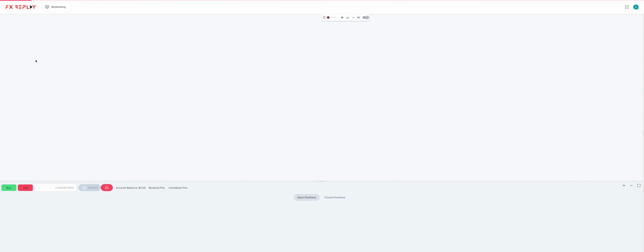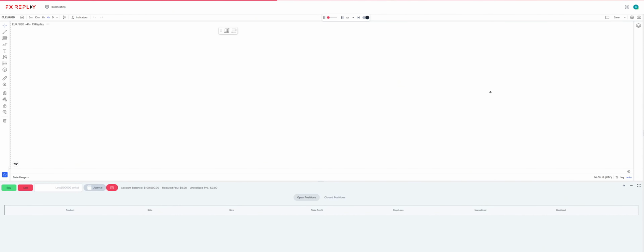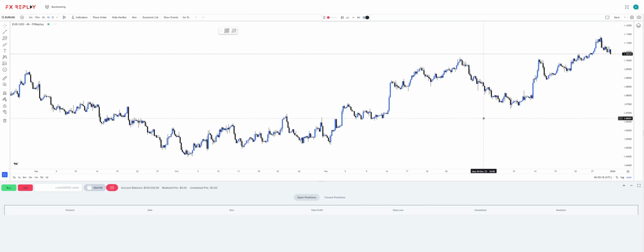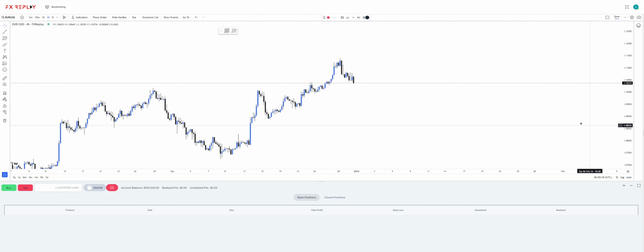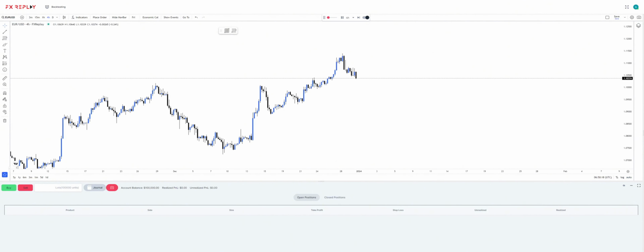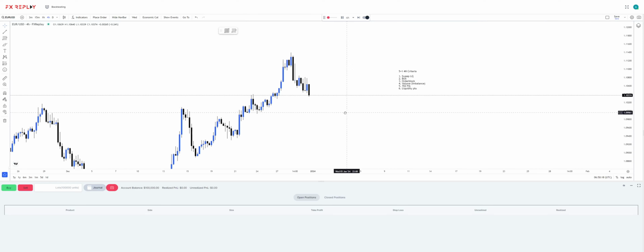Once we launch this, one thing I really like about FX Replay is that you cannot cheat yourself out of backtests. If there's a misentry, a loss, or a win, there's no going back. It simulates real trading conditions, which teaches you discipline. Okay, so I'm going to place all of our criteria on the chart over here, and let's get started.